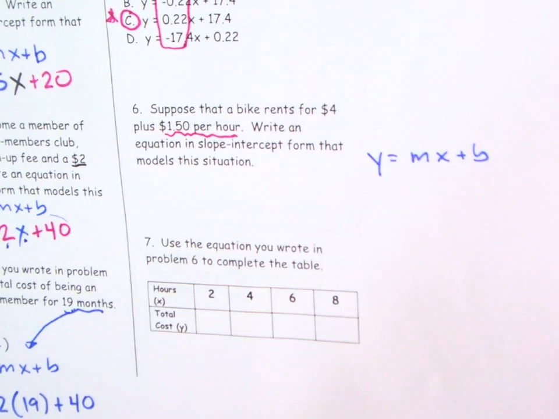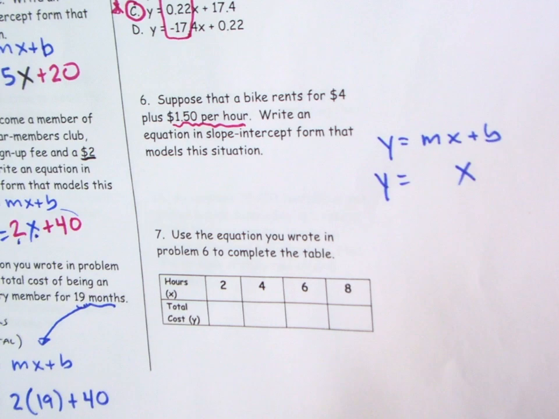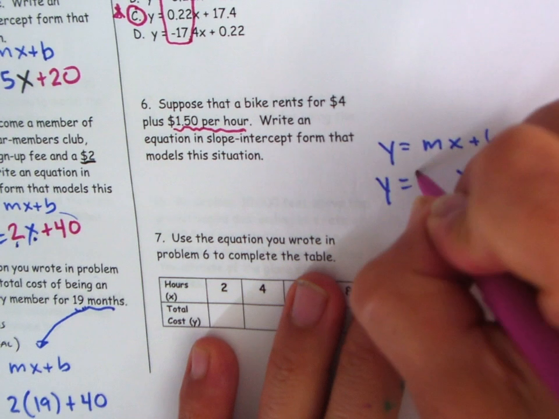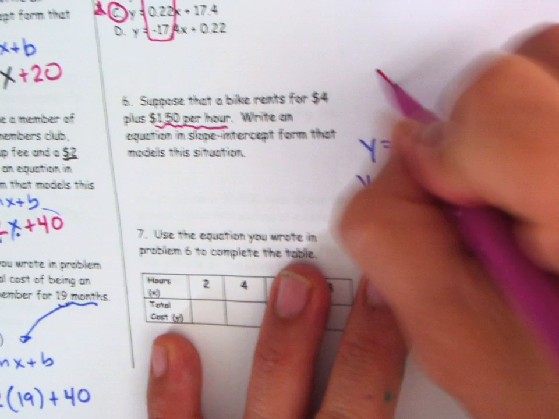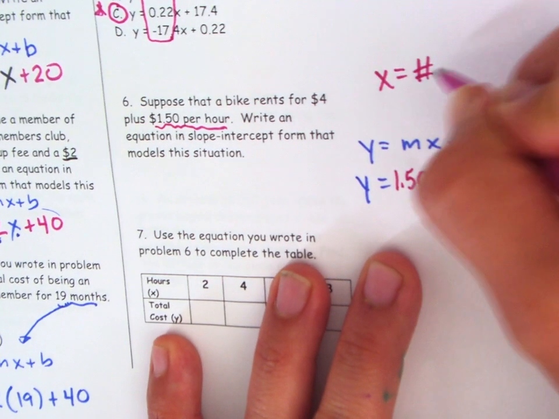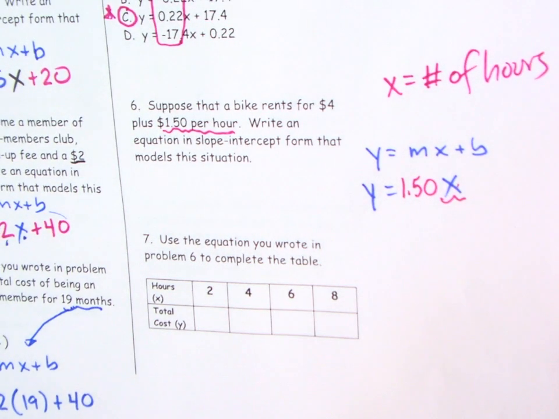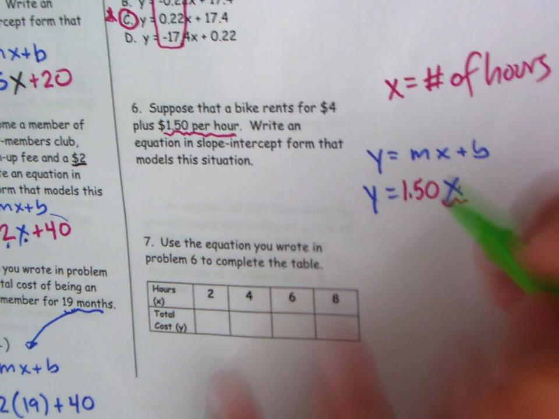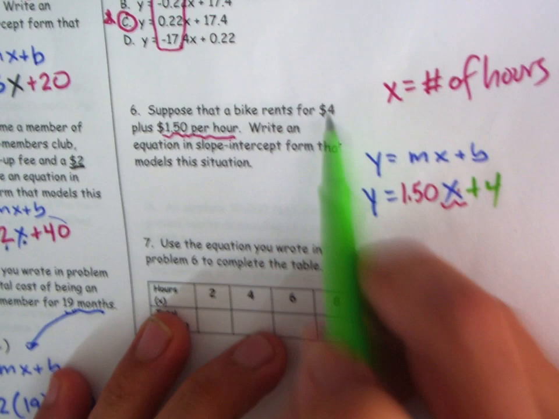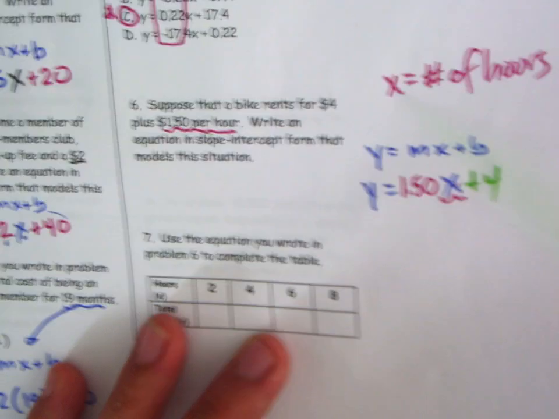So now I'm going to go ahead and write the equation. Ready? Y is equal to, and then your M is 150 per hour. See, your X is the number of hours. So if I plug in a number, those are the number of hours. And then your starting point is $4. It's not always that the first number is M and the second number is B. You just got to read the sentence, the problem. All right? Good? Nice.